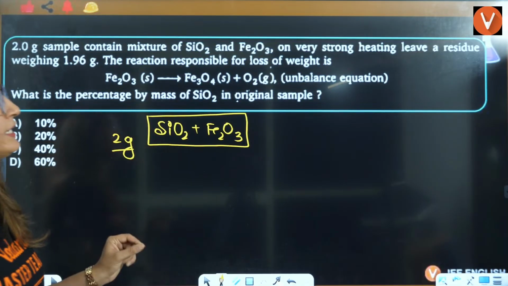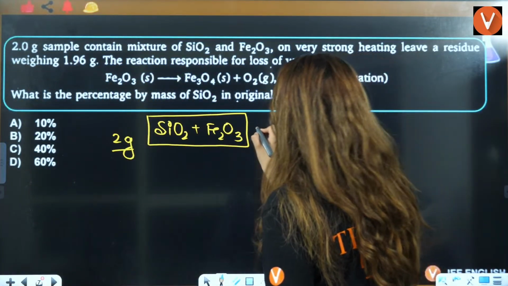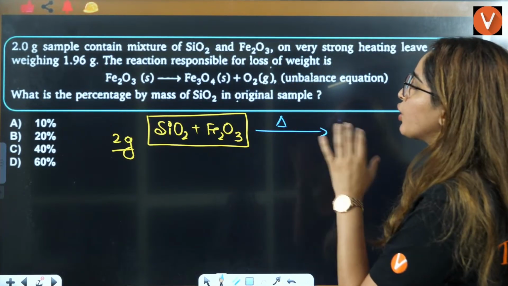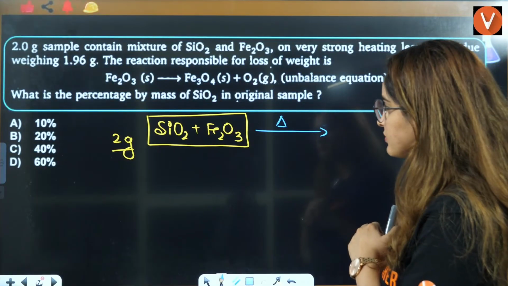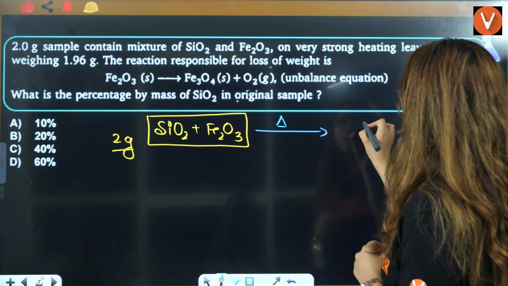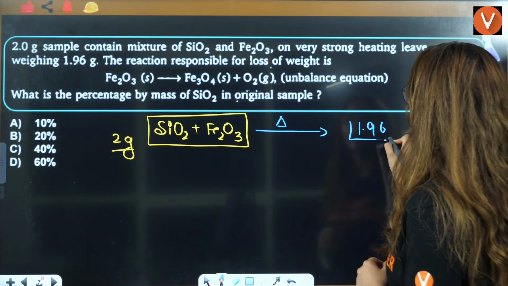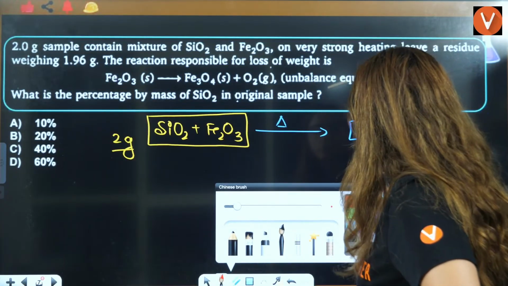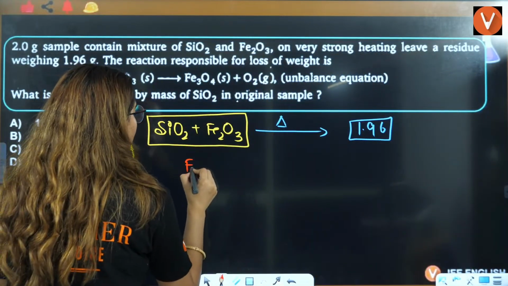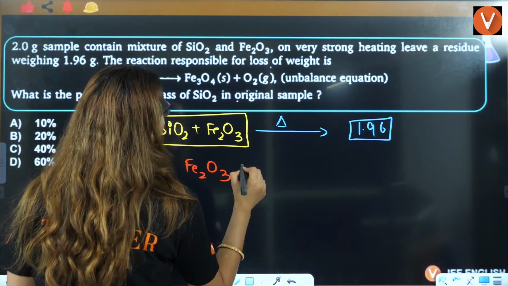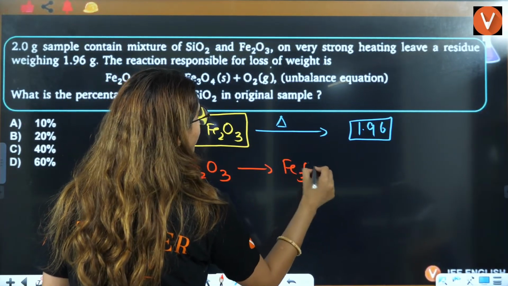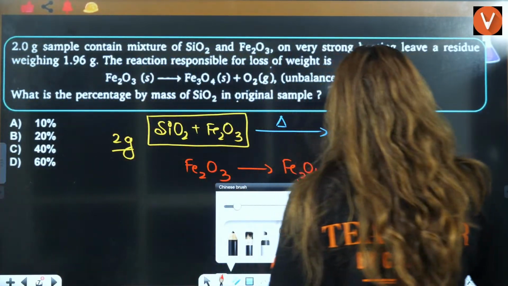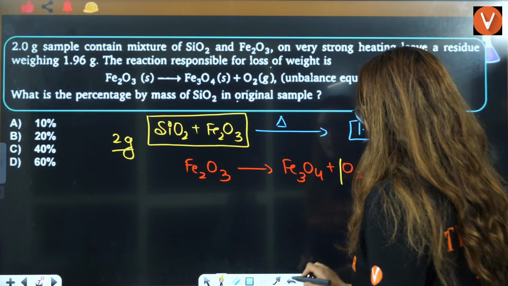On very strong heating, it leaves a residue weighing 1.96. We also know that when Fe2O3 is heated, it gives Fe3O4 plus O2. O2 is a gas, right?